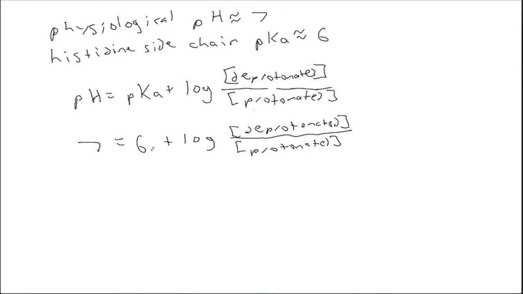The first thing we have to do is get both the 7 and the 6 on the same side of the equation. Okay. Oh, I thought you wanted me to get a numerical value for them. Sorry. Eventually, we want a numerical value, but the first step is to simplify the equation. So subtract 6 from 7. So what would be the new equation? 1 is equal to the log of the deprotonated over the protonated.